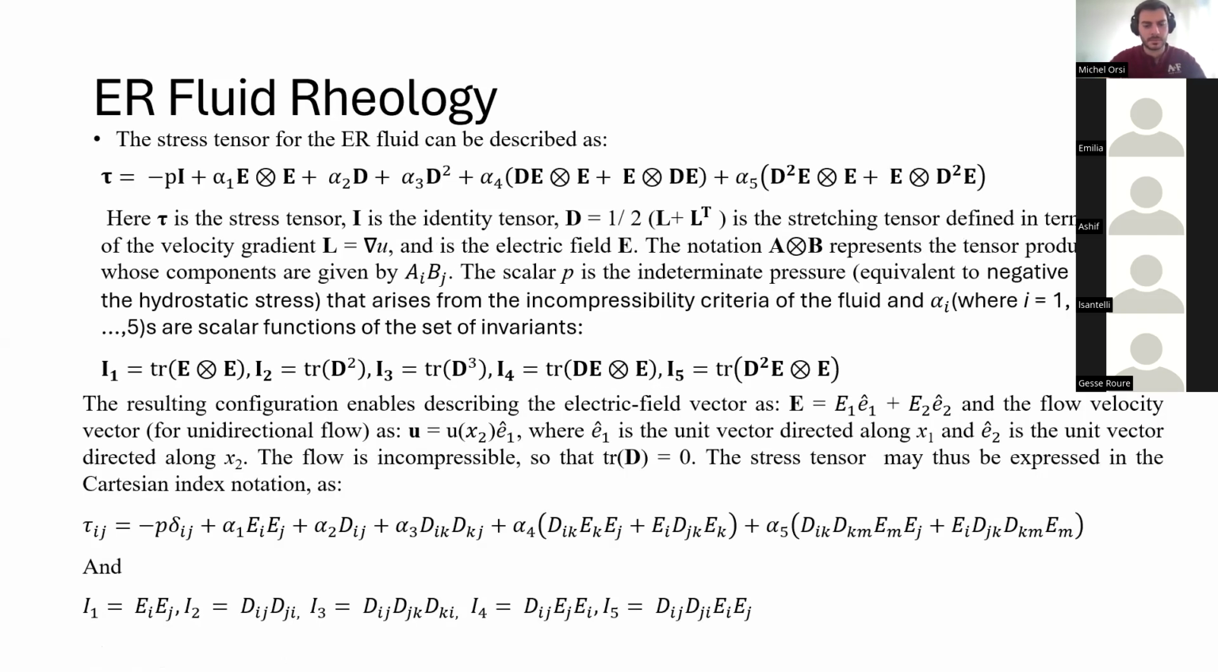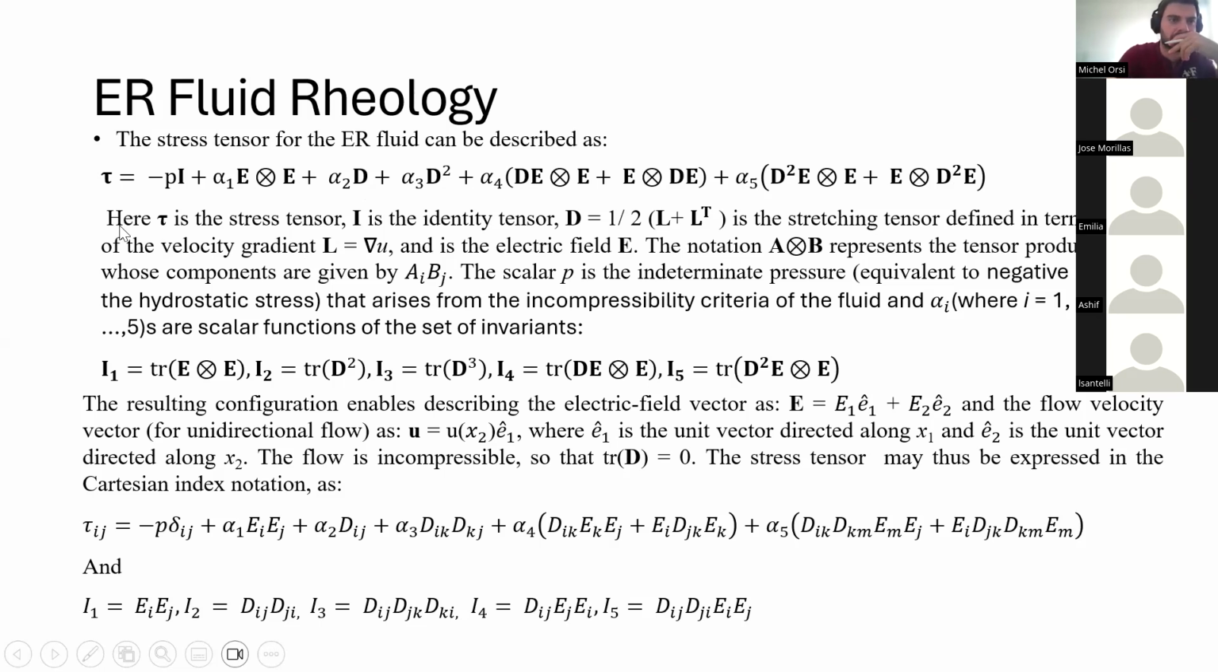Following Rajagopal and Weinman, the stress tensor of the fluid flow can be described as given in this equation, where tau is a function of pressure, alpha 1 E cross E, plus alpha 2 D, plus alpha 3 D square, plus alpha 4 (D E cross E plus E cross D E), plus alpha 5 (D square E cross E plus E cross D square E).